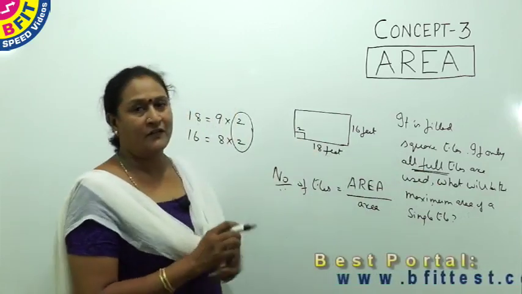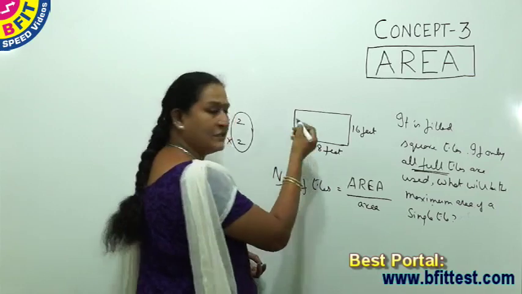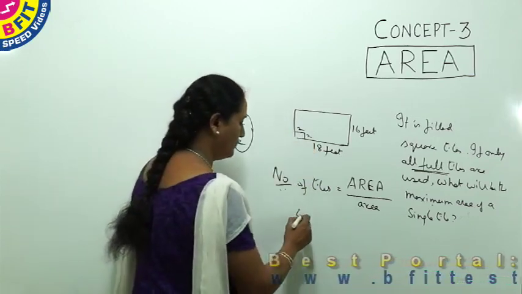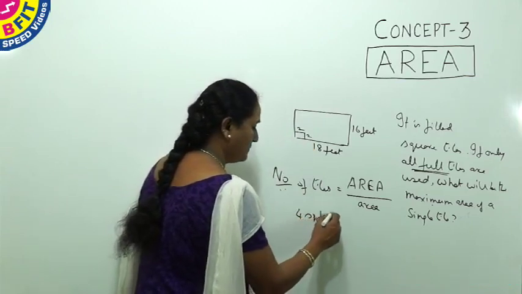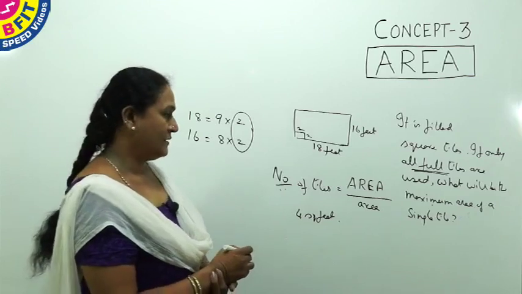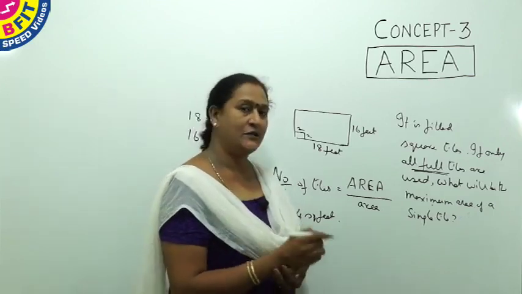Now what will be the area of the tile? It is a square tile. What is the area of the square? 2 into 2, 4 square feet is the area of the tile. So now we'll work out a few questions based on this concept.